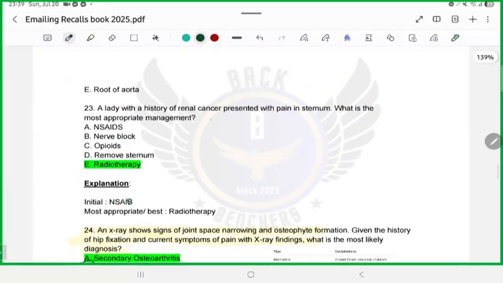A lady with a history of renal cancer presents with pain in the sternum. What is the most appropriate management? Radiotherapy. Remember, radiotherapy is the most appropriate or best treatment. Or for initial treatment, if they ask about initial treatment, NSAID.